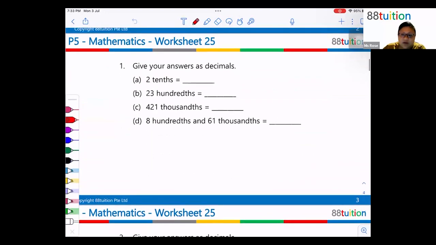So very quickly, I saw your answers. Some of you got all the questions correct for number one, but some of you didn't. The reason is the decimal point. If your decimal point is not correct, then you will not be able to get it.